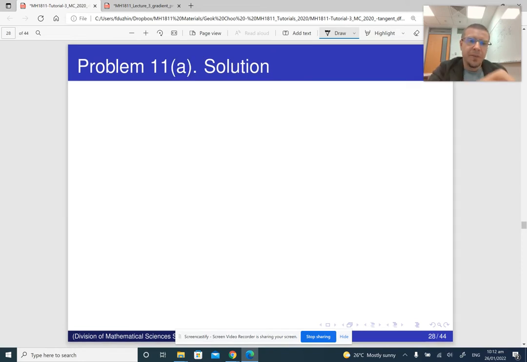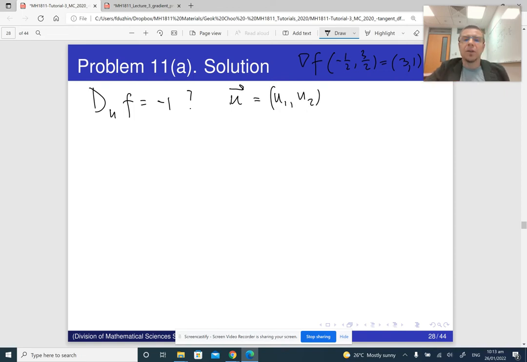Okay, so this is part A. So we already know that nabla f at the given point, which is minus 1 half, 3 over 2, is 3, 1, right? And recall that in part A, the question is, find u such that the directional derivative D_u f is negative 1, right? So we need to find u. So suppose that the vector u is, say, u1, u2.